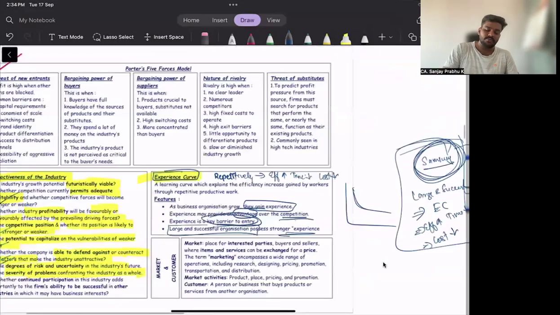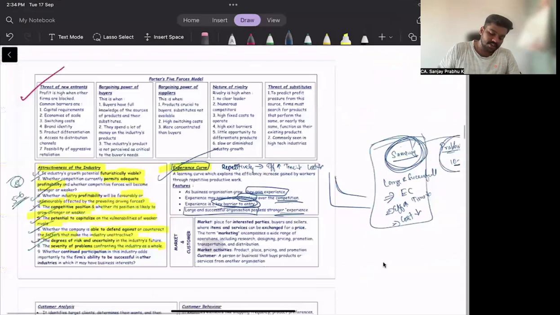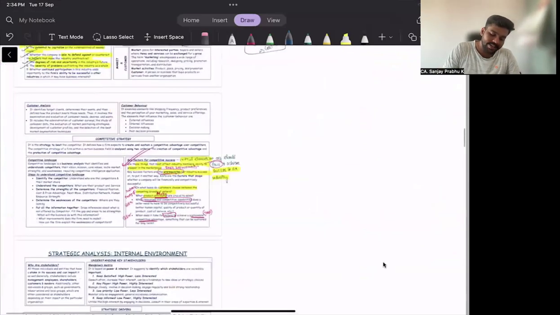Please make sure you are comfortable with that particular topic. After that, we are moving to the next topic, that is competitive landscape.